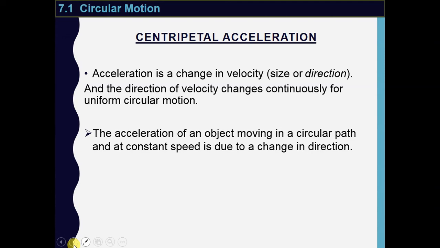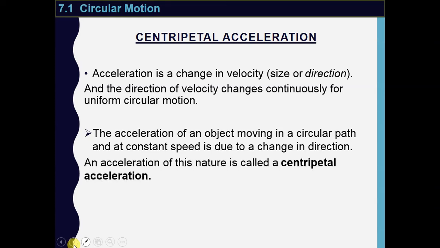The acceleration of an object moving in a circular path at a constant speed is due to what? It is due to change in direction. An acceleration of this nature, what do we call it? We call it centripetal acceleration. We will see why it's called centripetal. Centripetal, from its name, centri means center, and petal means seeking. Actually, it is a Latin word. So centripetal means this acceleration is center seeking. So its direction is toward the center. We will prove that.